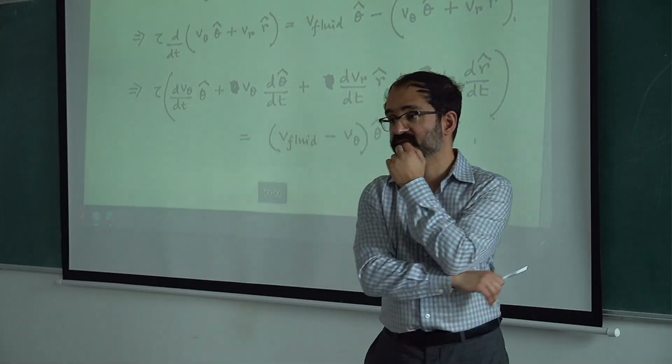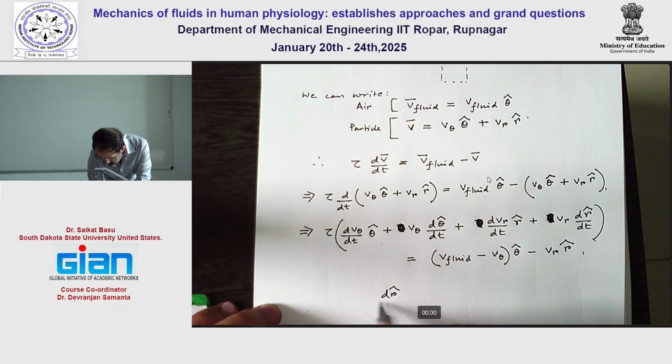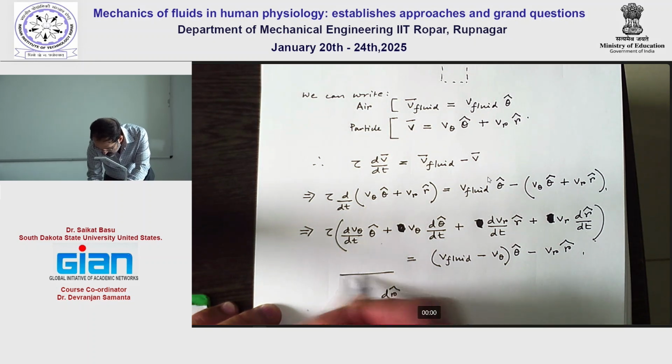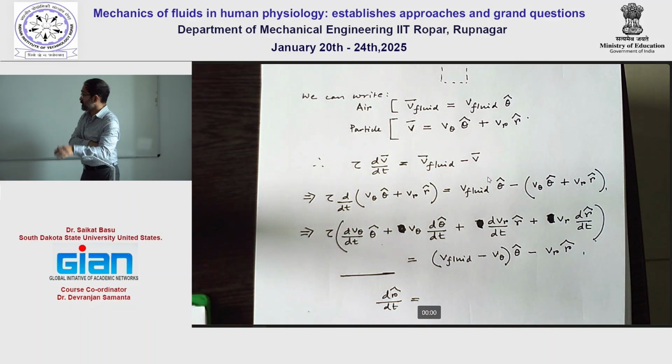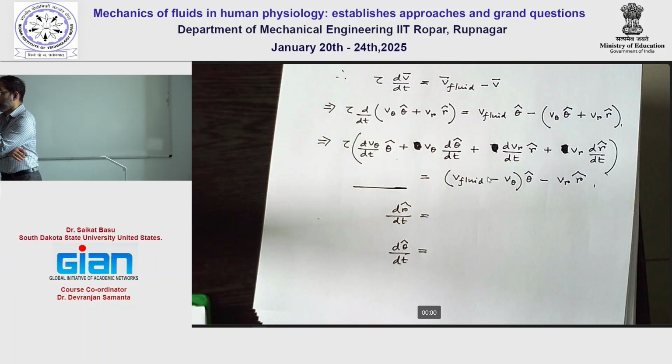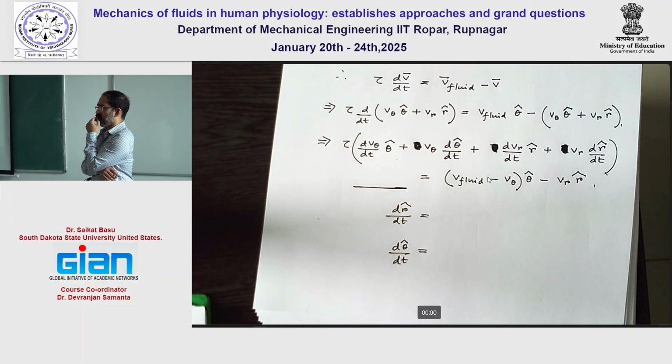What is the derivative of the unit vector? What is dr hat dt and d theta hat dt in the cylindrical polar coordinates? Anyone remember this off the top of their head? Probably not. I did not either.